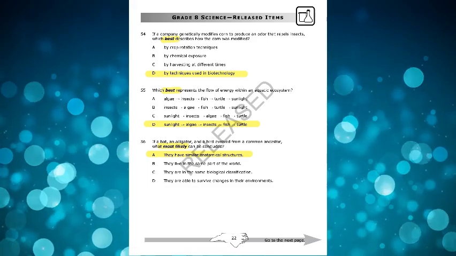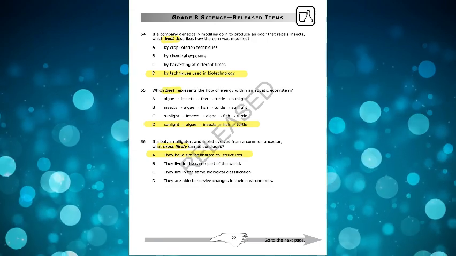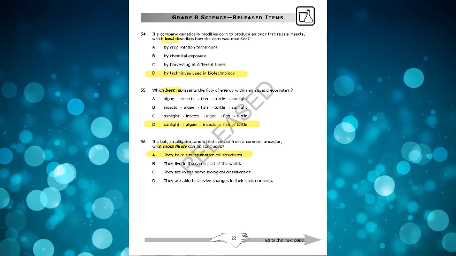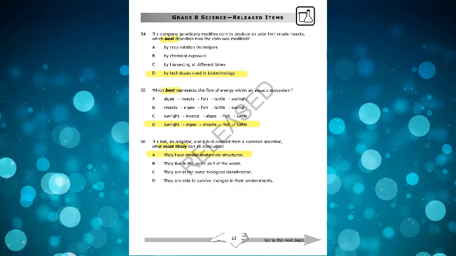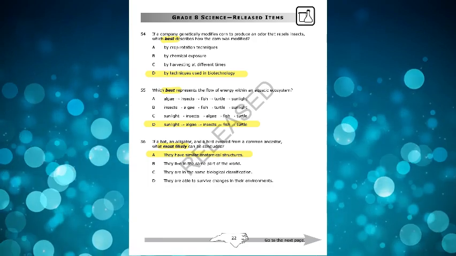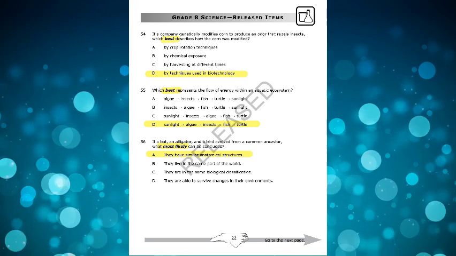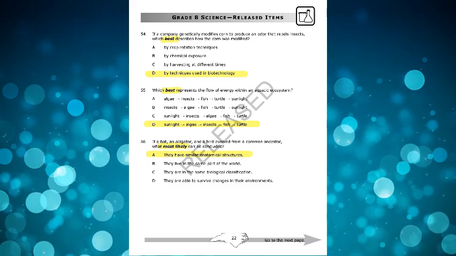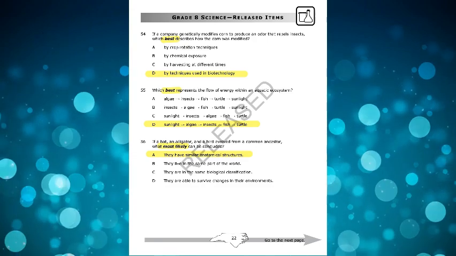And 56, if a bat, an alligator, and a bird evolved from a common ancestor, what most likely can be concluded? And this would be A. They have similar anatomical structures. And again, we talked about those previously. That is one of the biggest indicators. If you see that they have structures that maybe look a little different now, but they had a common purpose or you looked at them through x-rays and they have commonly shaped bones and things like that, you can see that they might have had a common ancestor there.